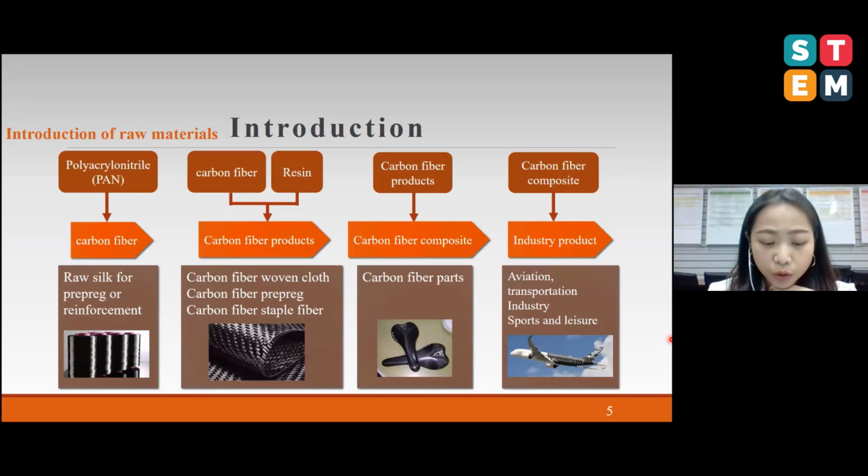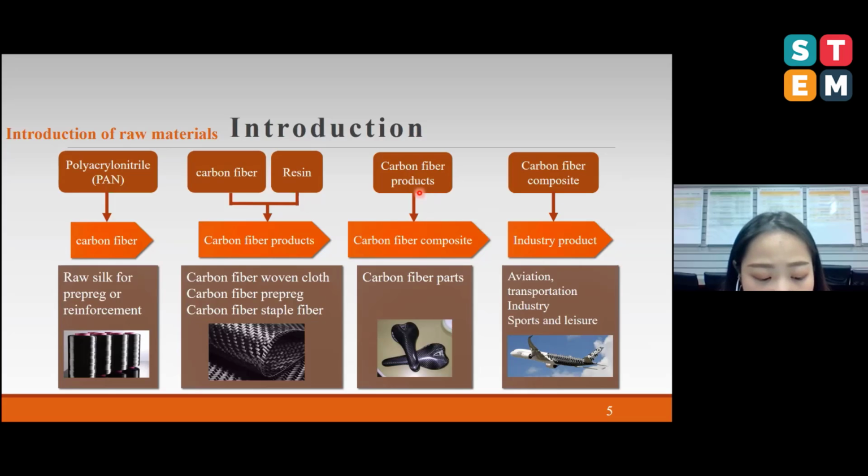Here you can see the brief process of carbon fiber synthesis from PAN to the finished product. This section shows from PAN to the carbon fiber for the reinforcement of the original silk. And this part shows the combination of carbon fiber and epoxy resin to make carbon fiber products, such as woven clothes or prepreg or carbon fiber step fiber.